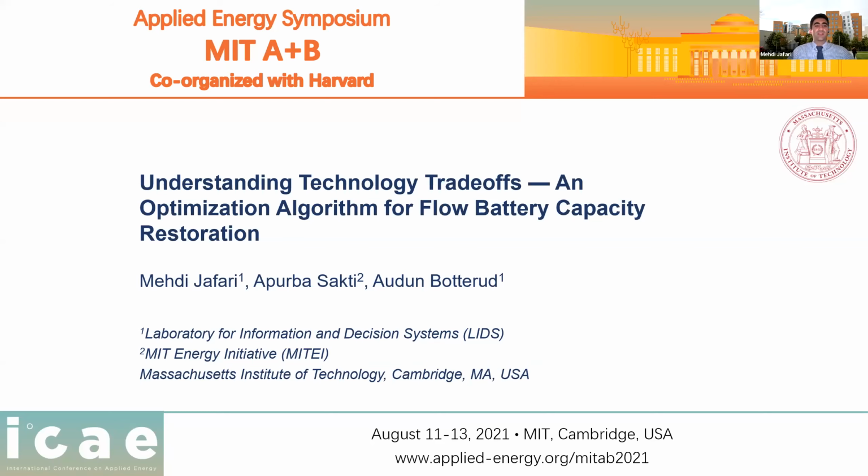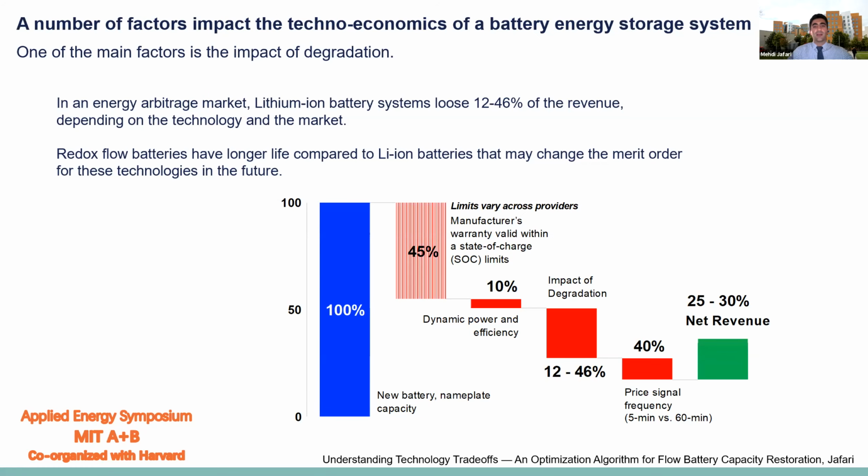And I'm going to talk about our research on flow battery degradation, and specifically on an optimization algorithm for flow battery capacity restoration. We all know that there are a number of factors impacting the techno-economics of battery energy storage, and one of the main factors is degradation. In an energy arbitrage market, lithium-ion battery systems can lose 12 to 46% of their revenue due to degradation, depending on the technology and the market.